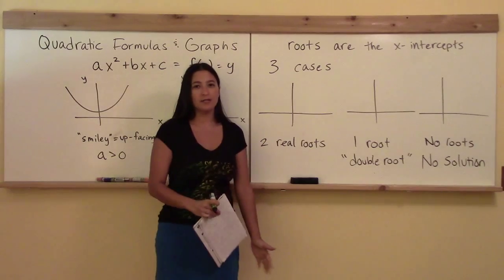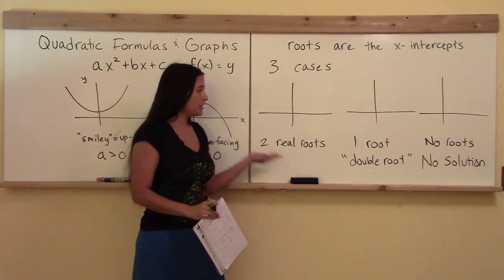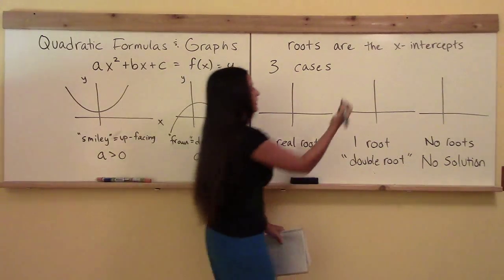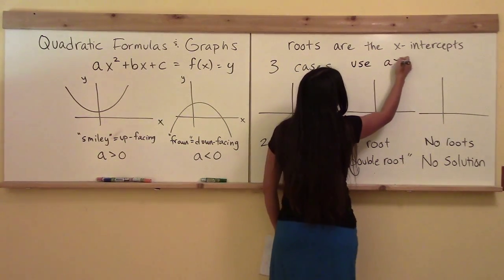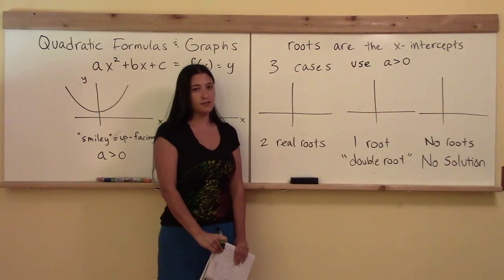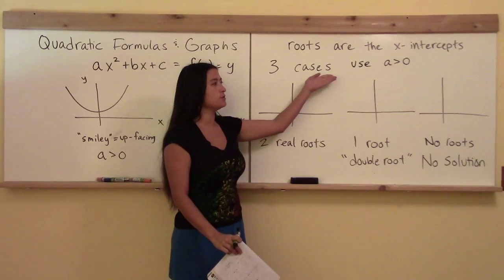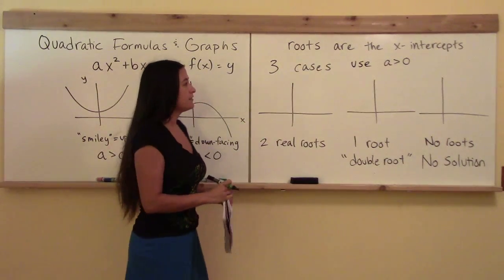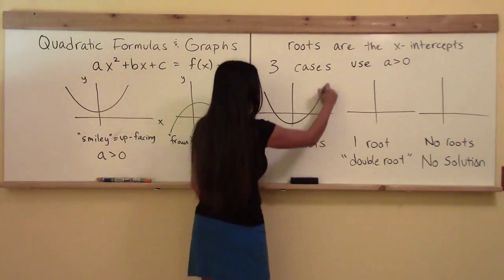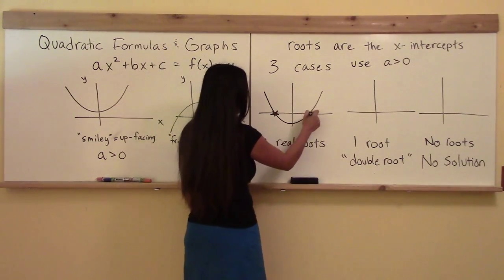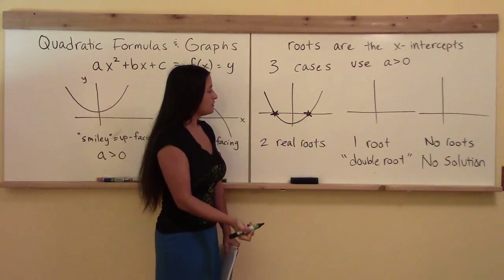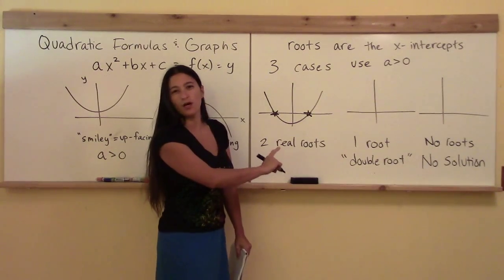Okay, so why don't you guys take a stab at it? Pause the video and try to draw the 3 different parabolas that you think I'm going to draw right now. And let's just use, without loss of generality, a is greater than 0. Okay, so if a is greater than 0, hopefully you knew to draw up-facing parabolas. And the roots are the x-intercepts. So if I have 2 real roots, that means it must have intercepted the x-axis in 2 real and distinct places.